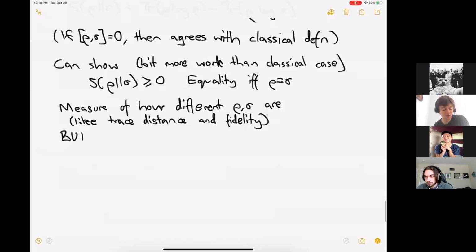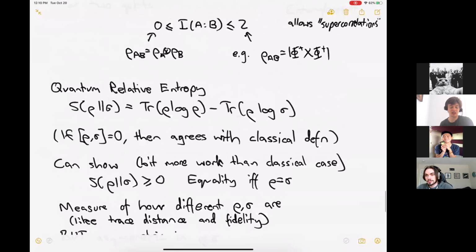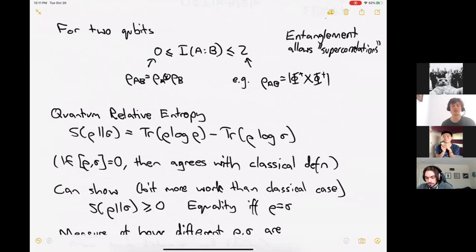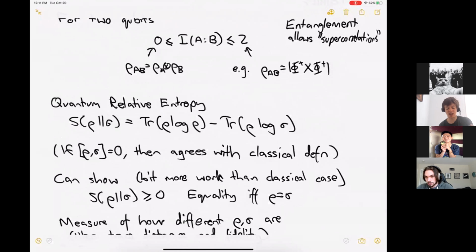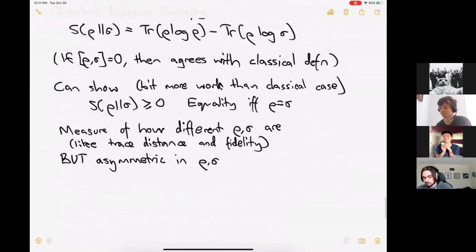But there's a big difference. This measure is asymmetric in rho and sigma. So S of rho relative to sigma is not the same thing as S of sigma relative to rho. One is your expected extra surprisal if the real density matrix was rho and you thought the density matrix was sigma. The other is your extra expected surprisal if the real density matrix was sigma and you thought the density matrix was rho. So these are just different things.